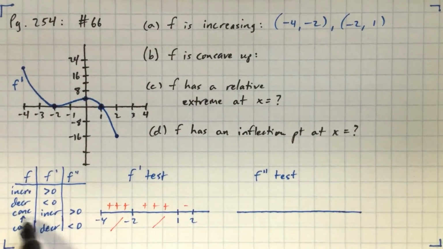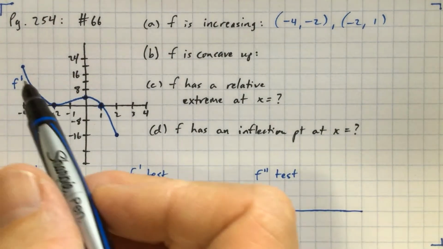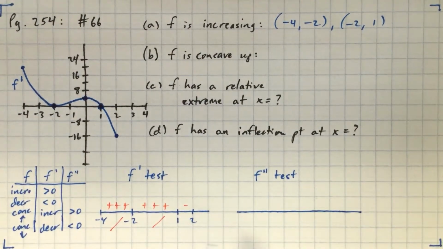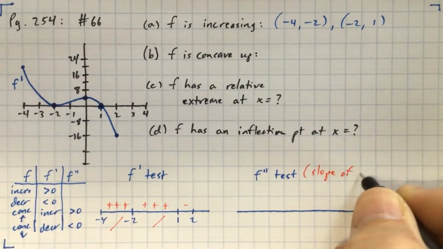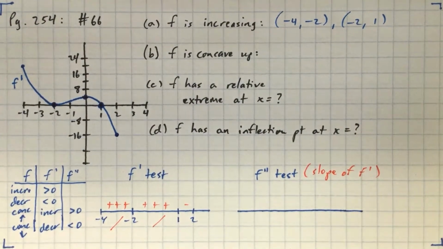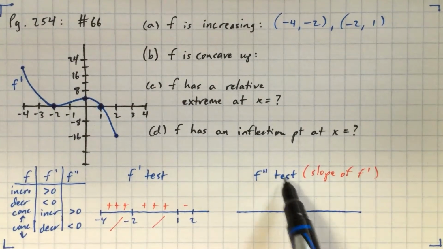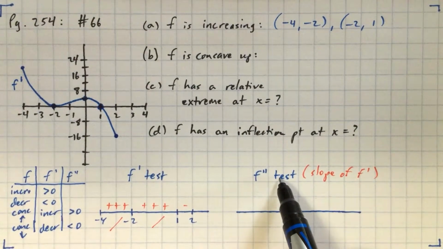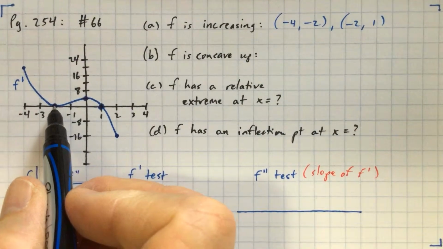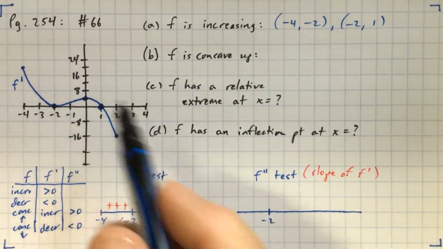If f is concave up, then f prime is increasing. We understand increasing and decreasing. So let's first figure out where f double prime, which is the slope of f prime, is equal to 0. We have two critical points for the f double prime test. The critical point for an f double prime test is where f double prime is equal to 0, in other words, the slope of f prime equals 0. That occurs at x equals -2, and then at x equals 0.